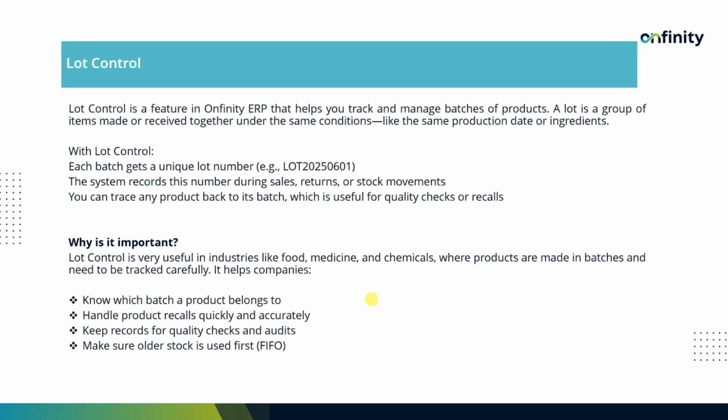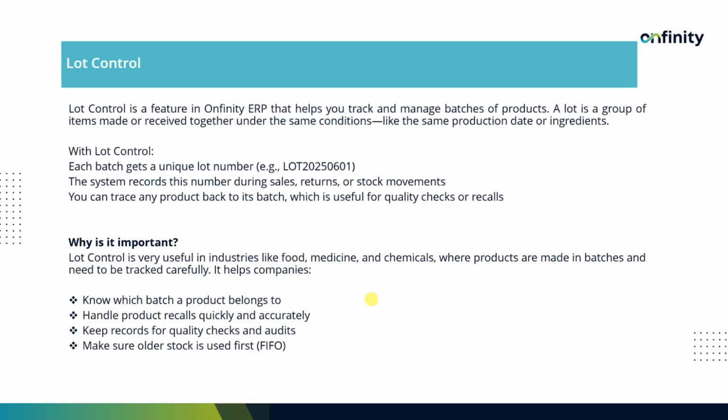For example, lot 202-50601. The system records this number during sales transactions, returns, or stock movements. You can trace any product back to its batch, which is useful for quality checks or records.